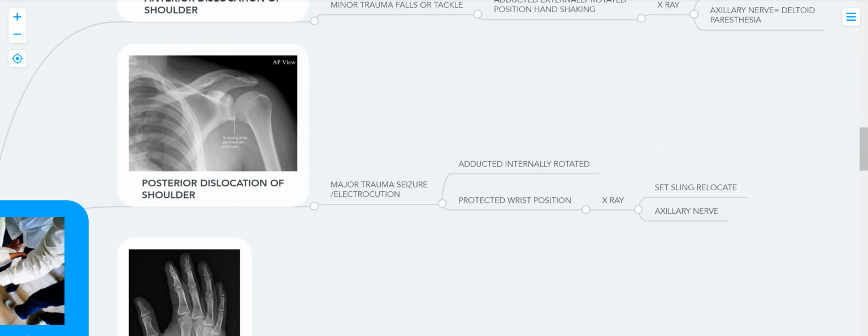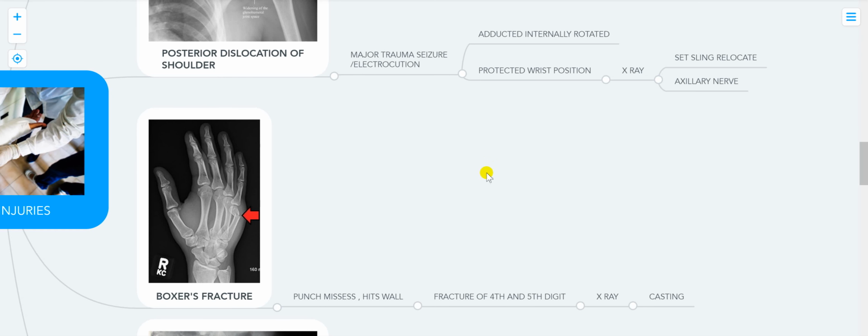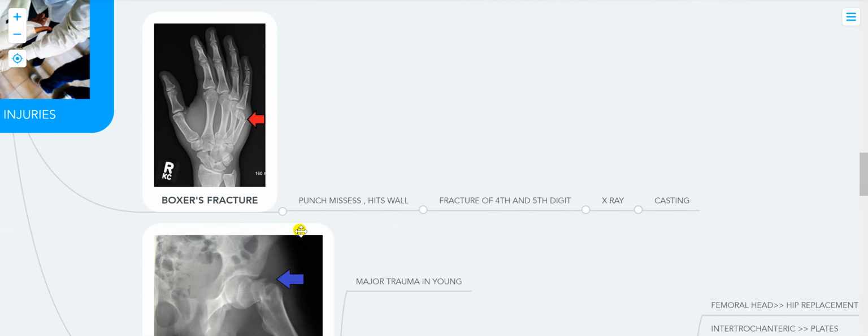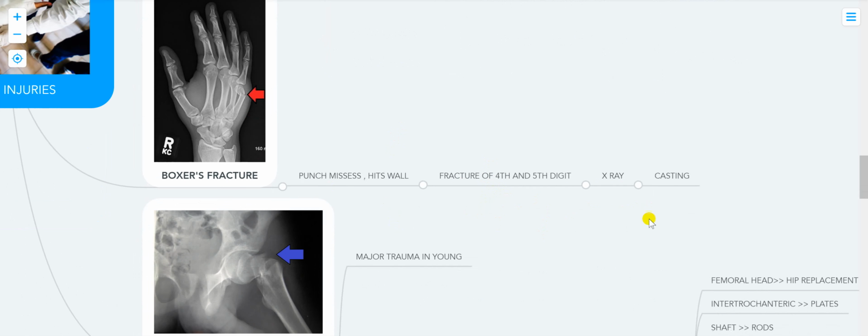We follow both up with an exam of the axillary nerve, because the axillary nerve is important since it runs through the shoulder. Boxer fracture is usually when you punch and hit the wall. You fracture the 4th and 5th digit, you do X-ray and you cast them.